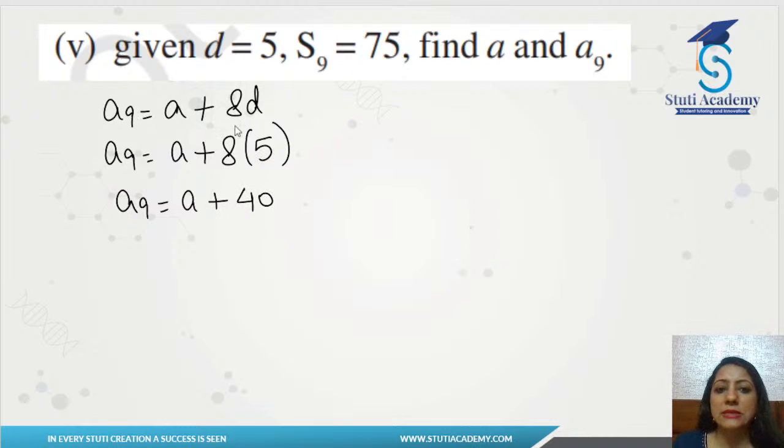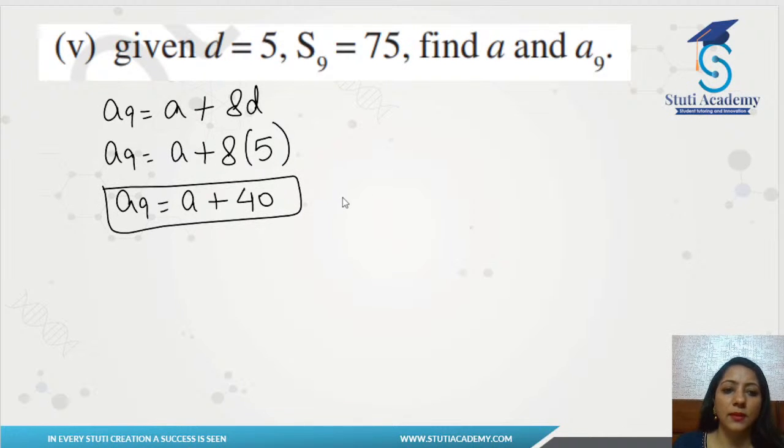So I've written a9 as a plus 8d. I've replaced d by 5. I've got this as 40 and now I've got stuck. I cannot proceed further. But you need not worry, we'll be using this. So even if you get stuck and you feel that there are two variables and only one equation, you need not worry. For the time being, just keep it aside. You will be using this in the next step. Let's see how we can relate things.